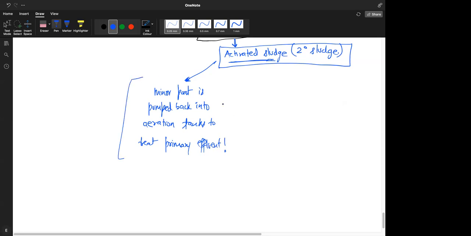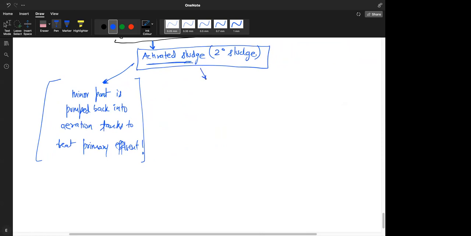So this is done to keep this system working. But this activated sludge, what does it contain? Bacteria, lots and lots of aerobic bacteria, right? And fungi, fungal growth. Now the major part, what can we do with this? Any idea?